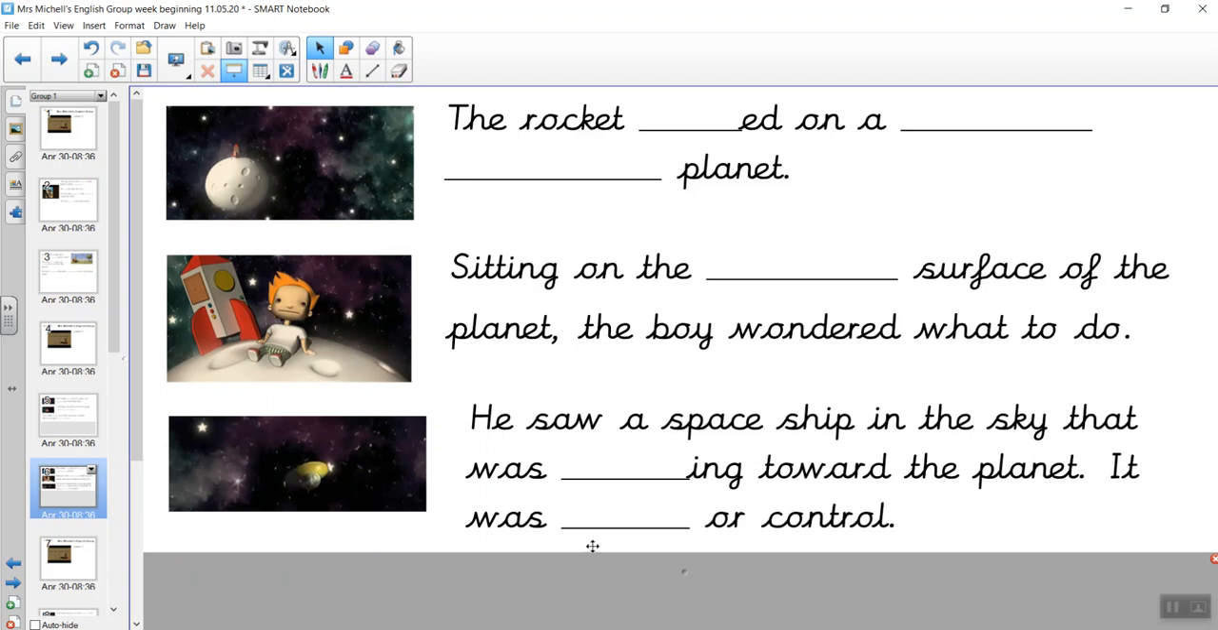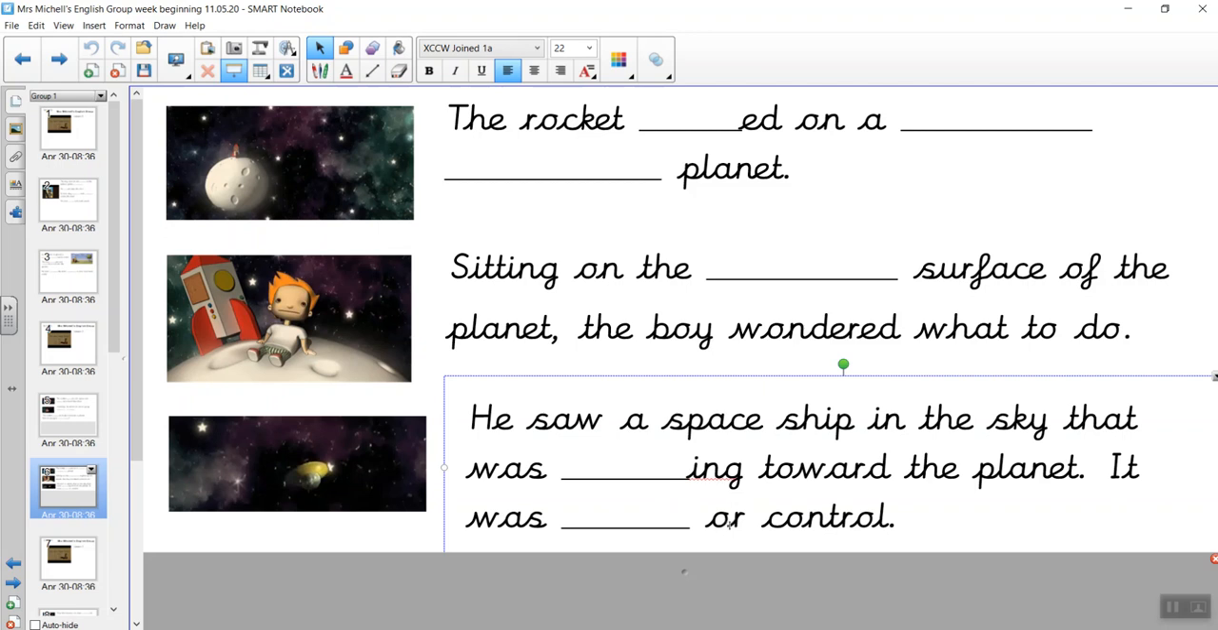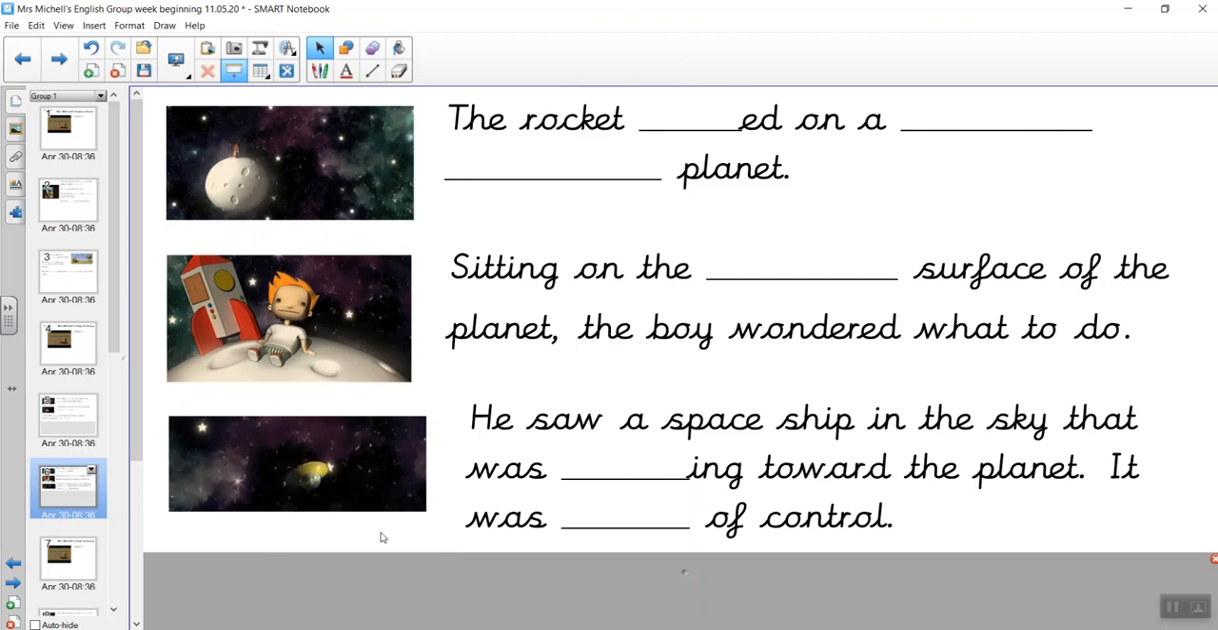There's two sentences here. There's the alien spaceship, and it was flying out of control, wasn't it? It was turning upside down and flying out of control. Let's have a look at the sentence. It says, he saw a spaceship in the sky that was something towards the planet: flying, spinning, falling. You can choose. It was out of control. Pause the video and write your two sentences.